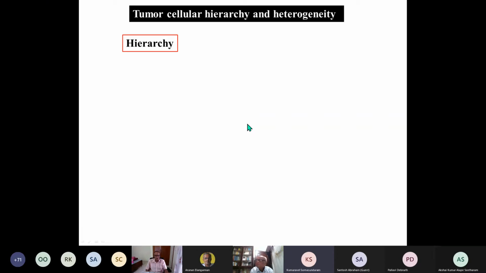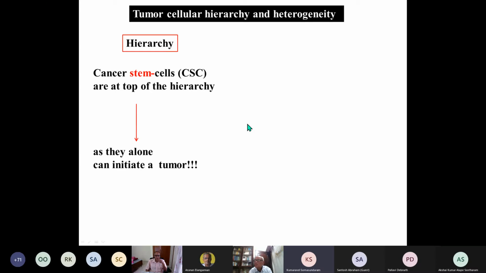It is one and the only cancer stem cells. Cancer stem cells alone can initiate a tumor. If you separate out different types of cells from a tumor and individually inject them, only cancer stem cells can initiate a tumor. No other cells can initiate a tumor by themselves. That is why people say cancer stem cells are at the top of the hierarchy, because they alone can initiate a tumor. So that is what I meant by cellular hierarchy, wherein cancer stem cells sit on the top of it.